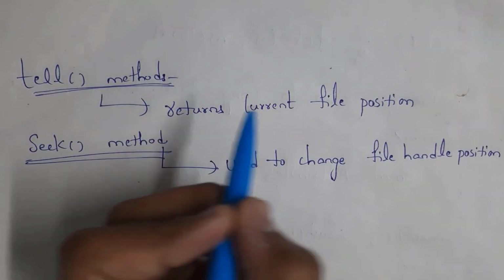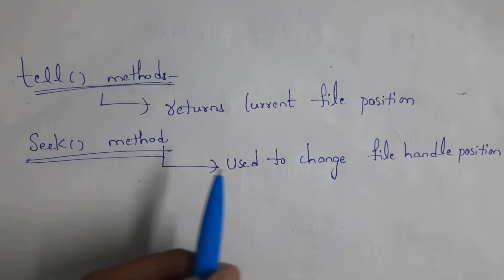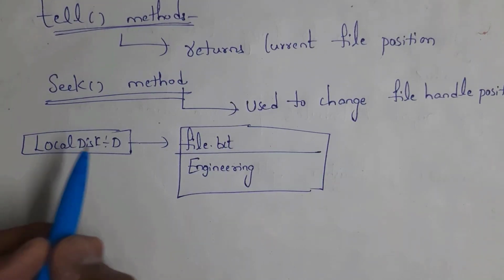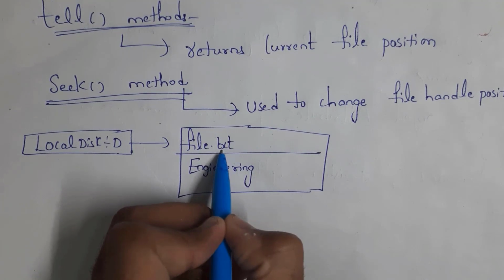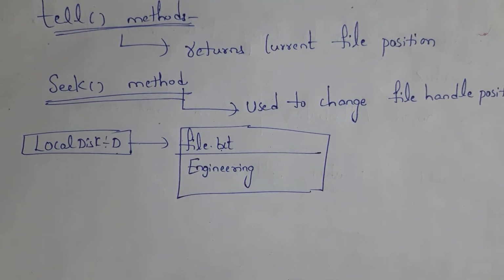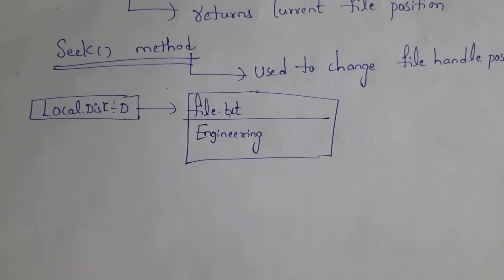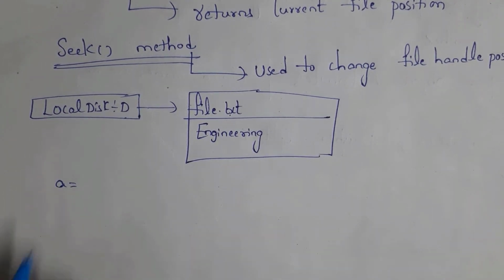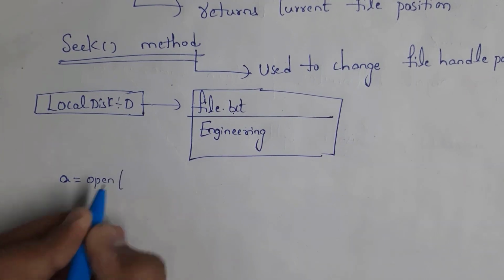The tell method returns the current file position, whereas the seek method is used to change the file handle position. I'll give an example so that you can clearly understand the use of these seek and tell methods. For example, there is a text file in local disk D. The text file name is file.txt, and this file.txt contains the text "engineering". At first we need to open this file. So write here a equal to open, where a is the object. Inside the open function, I need to open this file.